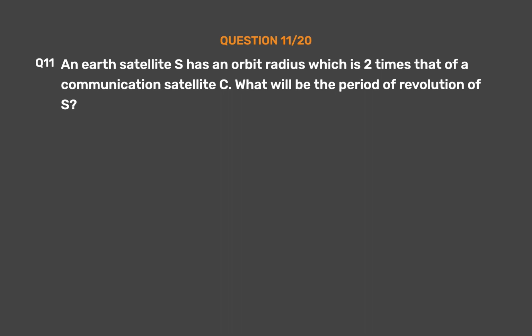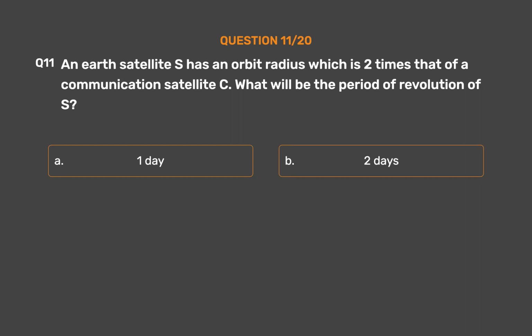Question number 11. An Earth satellite S has an orbit radius which is 2 times that of a communication satellite C. What will be the period of revolution of S? Option A. 1 day. Option B. 2 days. Option C. 4 days. Option D. 8 days.